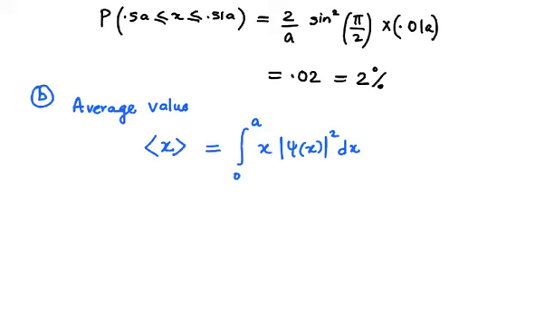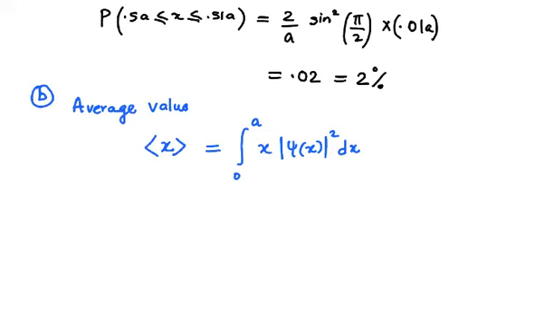Now let's look at the second part. Here the formula for average value of x is given by this integral. Whatever the average value you want to find, here average value of x, so I will multiply the square of the wave function with x, and then dx. Here also notice that the limits are 0 to a, where a is the width of the box.